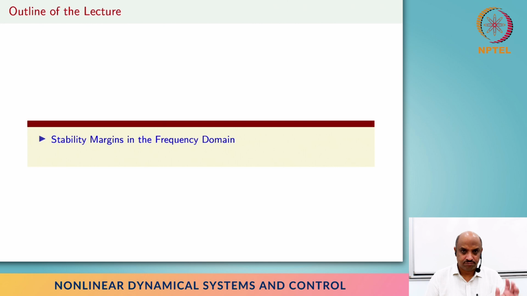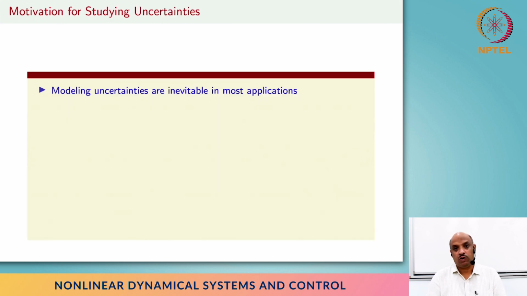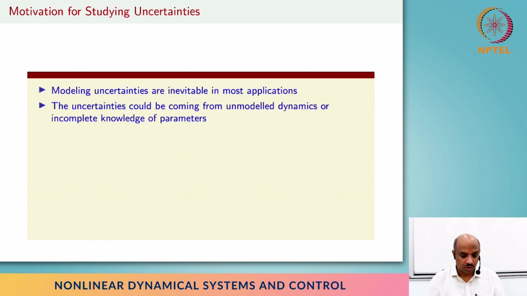So we will start by reminding ourselves of stability margins in the frequency domain, and then we will talk about extensions of that, then the basic ideas of robust stability, and then specifically something called structured uncertainty. And why do we talk about uncertainties? Well, modeling uncertainties are inevitable in most applications. If you have a physical system and we have a model for it, 90% or 100% of models are inaccurate, right? There is always some difference between the actual system and what you have modeled, right?